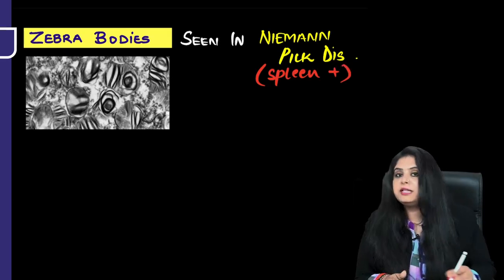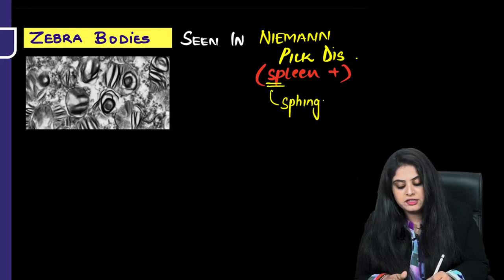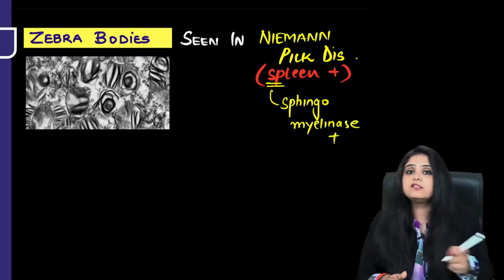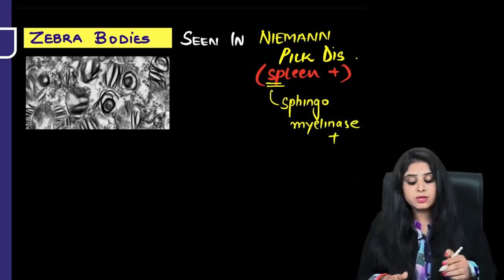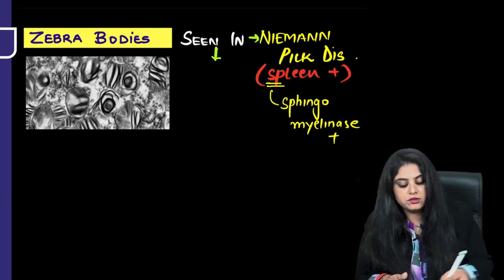You're going to pick the spleen. So splenomegaly is there, and that will remind you of sphingomyelinase deficiency. There is going to be sphingomyelinase deficiency noted, and this "pick the spleen" was a NEET PG 2023 question. Apart from that, this is also seen in Fabry's disease. So this is not specific.